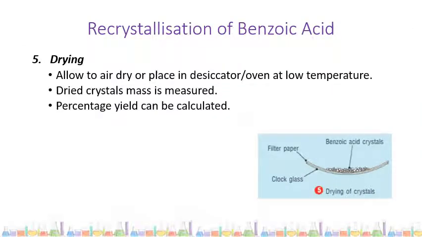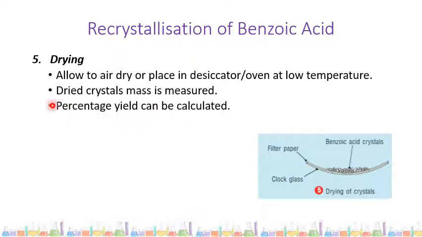The final step is drying off the crystals so that we have no liquid left. We often place the filter paper on a clock glass and place it into the oven in school at a low temperature in order to evaporate off any remaining liquid that's left. We can then measure the mass of the crystals and calculate our percentage yield.